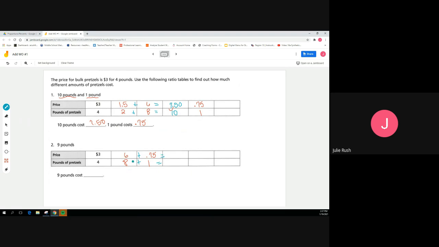So when we add and subtract, we use the numbers within the cells. When we are multiplying and dividing, we just use the same number for both of them. So $6.75 is my cost for 9 pounds of pretzels. Okay, so using the information, once we get to that unit rate, it's super helpful. And we can get to the unit rate of 1 from 10 very easily. And a lot of times it's easier to find it at 10 than it is at 1.